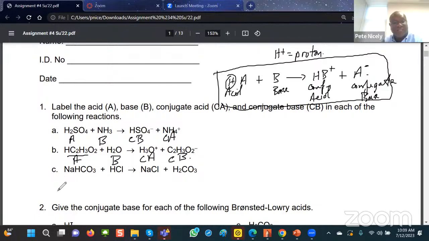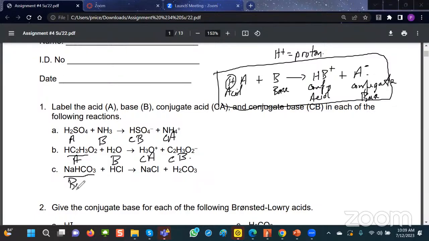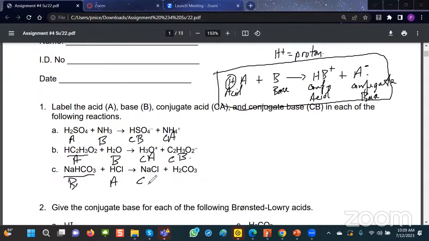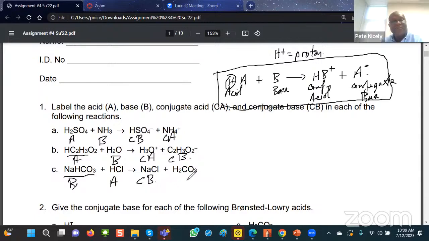All right, last one. Now, this one is a bit tricky, but the same principles apply. So what would you say this is? NaHCO3. Would that be the acid or the base in this reaction? Base. The base, exactly. And the HCl would be the acid, right? So the NaCl would be what? Base, well, more specifically, the conjugate base. Exactly. And the H2CO3 would be the conjugate acid.